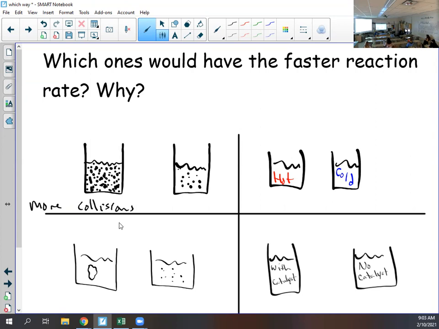More stuff, more collisions. Odessa, halfway through, she was the only person that used the word collisions. She put more concentration equals more collisions. We need two things for a reaction to happen, a collision and energy. So the why should have at least one of those two things in the explanation. So more stuff, more collisions.